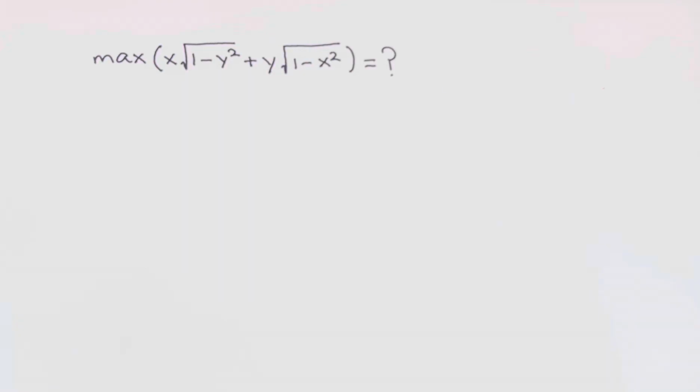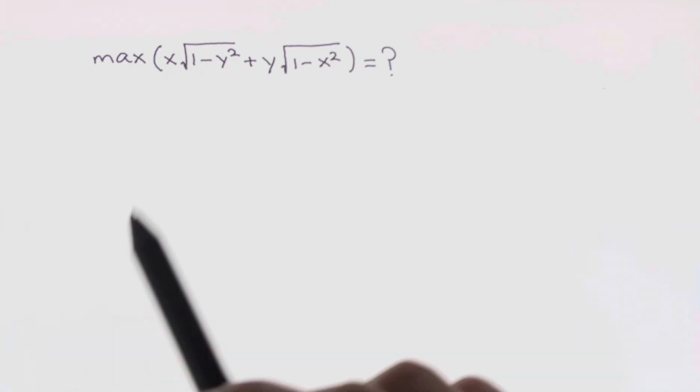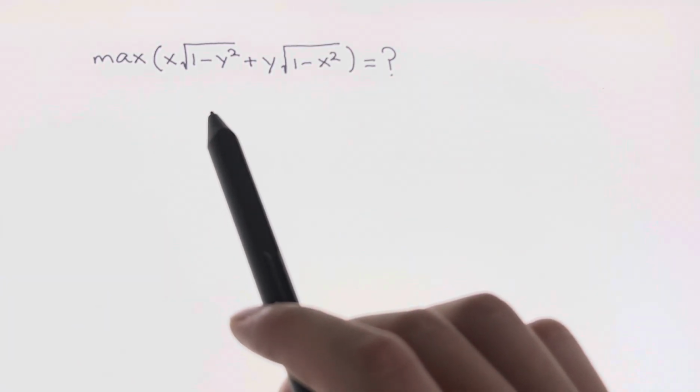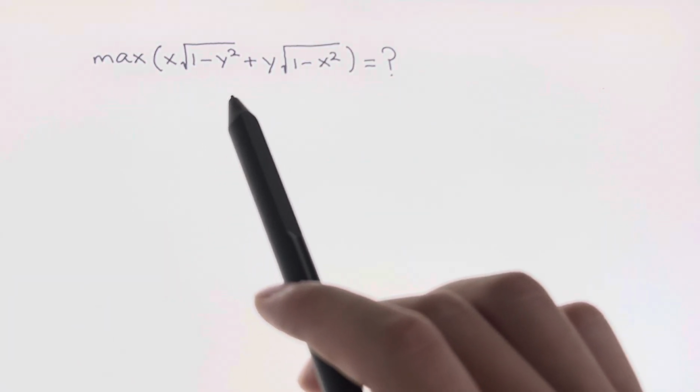In this problem, we want to find the maximum value of x times square root of 1 minus y squared plus y times square root of 1 minus x squared. Now, how do we approach this problem? Well, the big clue is that it's the form the square root of 1 minus y squared.